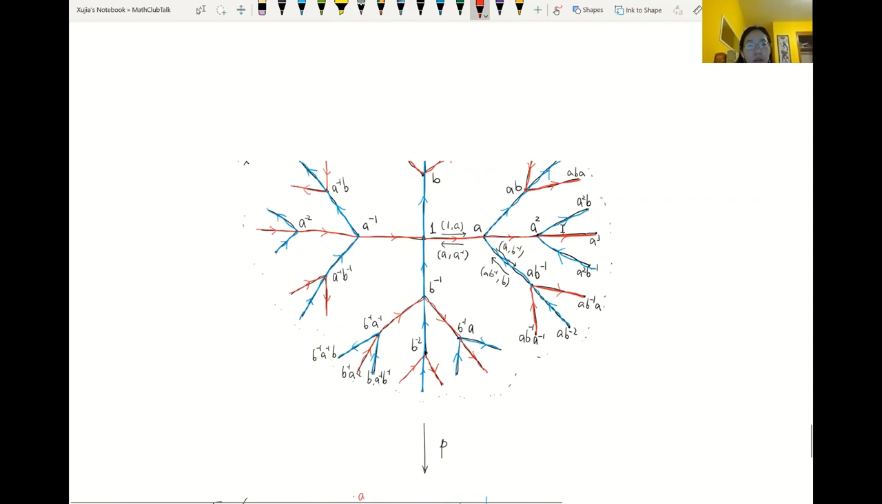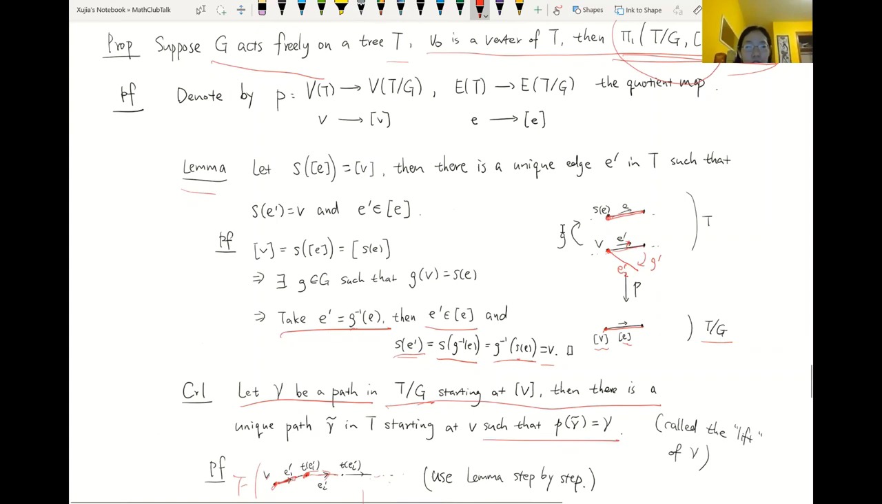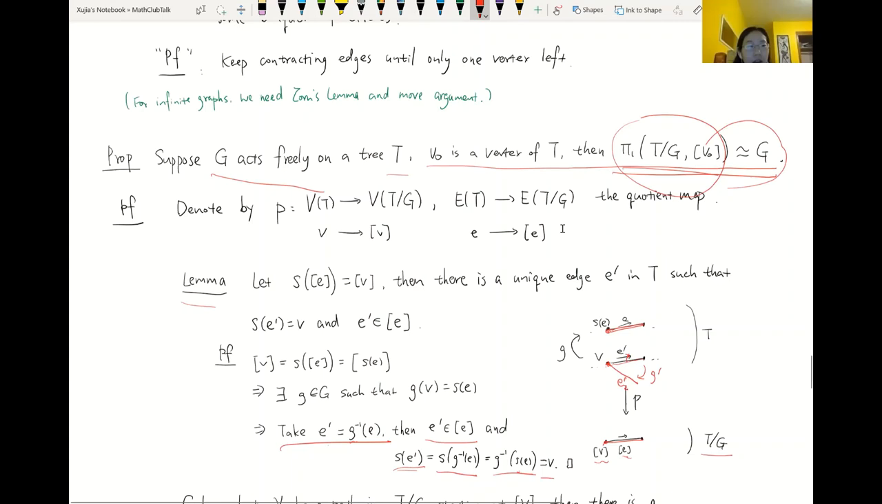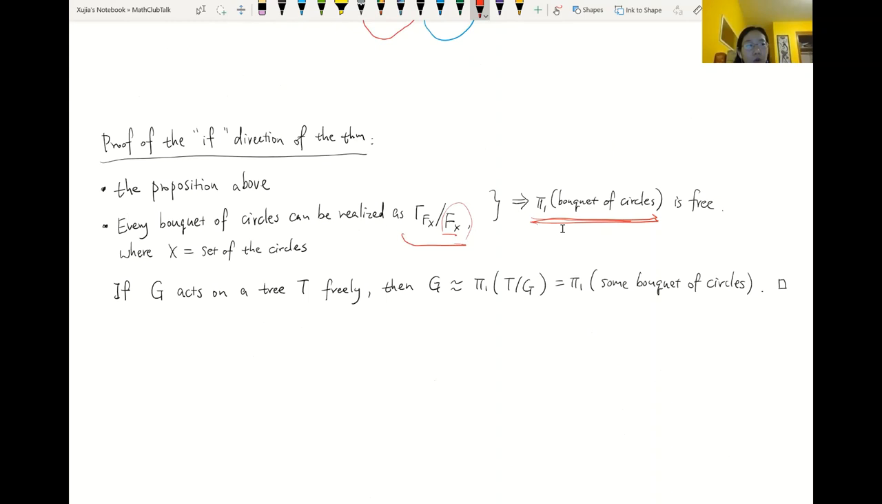Right. So the fundamental group of a bouquet of circles is free. Okay, now let's prove the if direction of the theorem, which says that if a group G acts freely on a tree T, then G is free.